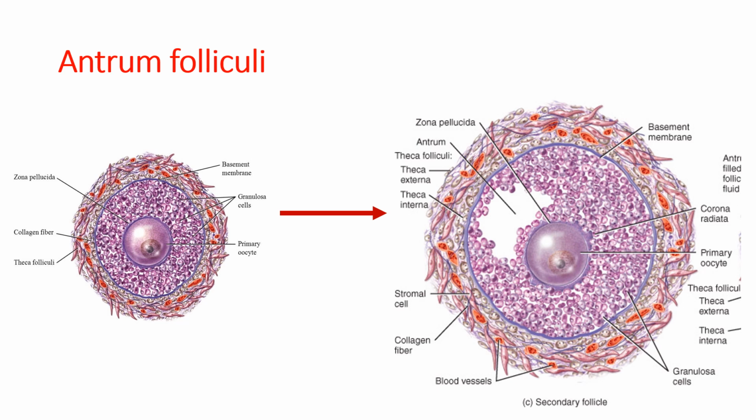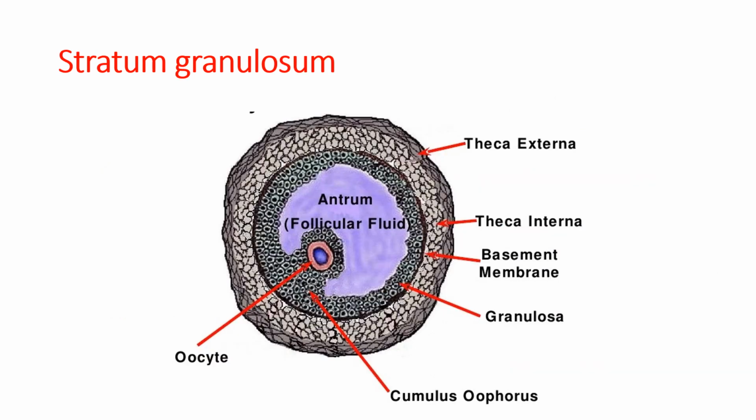In this follicular cell layer, several layers are seen. Between the follicular cells, small spaces filled with fluid can be seen. It forms a cavity-like structure which is called the antrum folliculi. This cavity is filled with a fluid called liquor folliculi or follicular fluid.